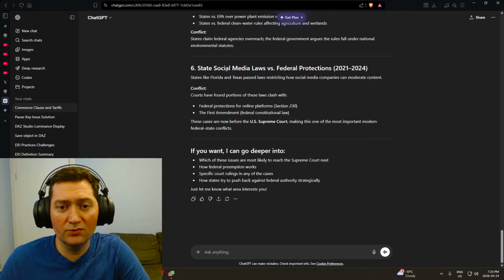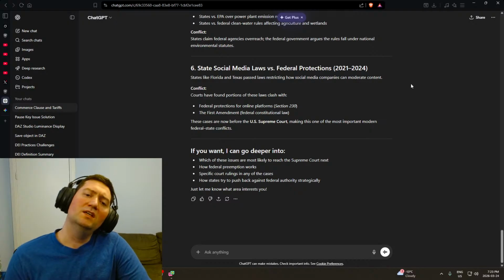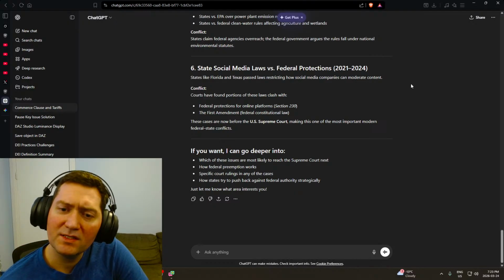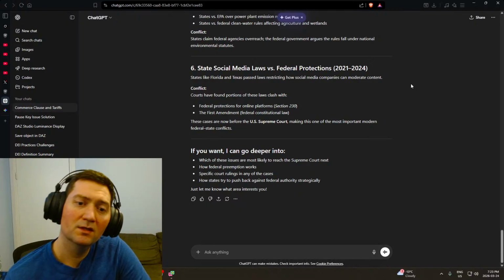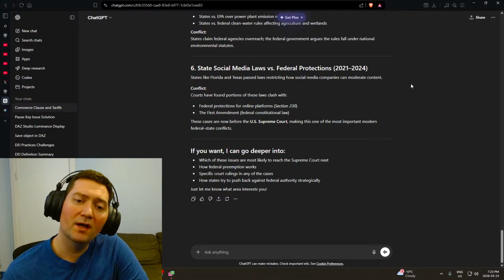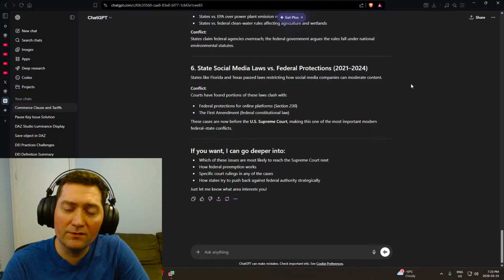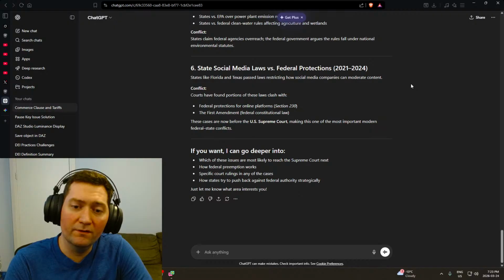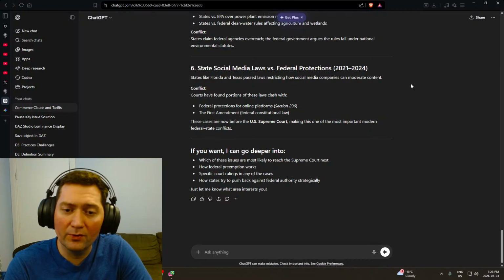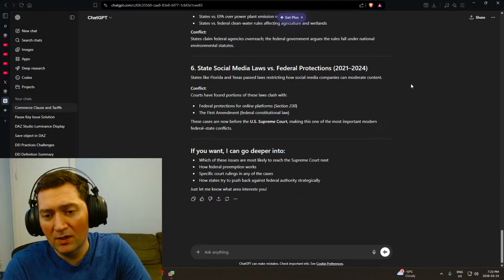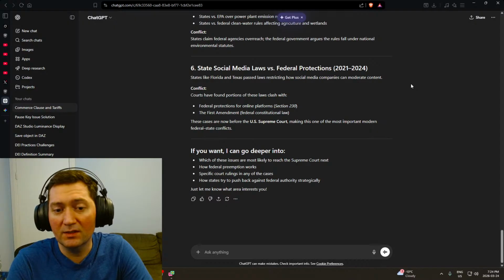Okay, state social media laws versus federal protection. States like Florida and Texas passed laws restricting how social media companies can moderate content. Conflict: courts have found portions of these laws clash with federal protections for online platforms, the First Amendment. These cases are now before the U.S. Supreme Court, making this one of the most important modern federal-state conflicts.